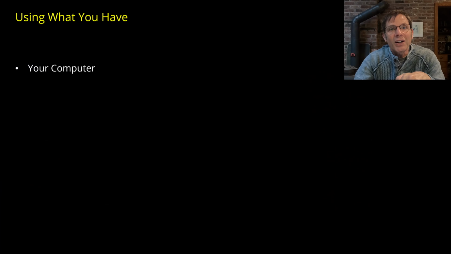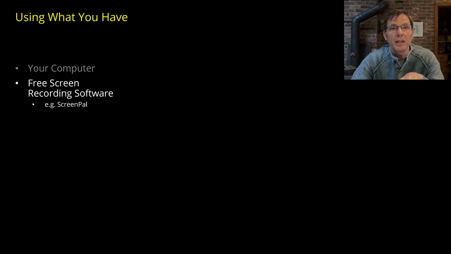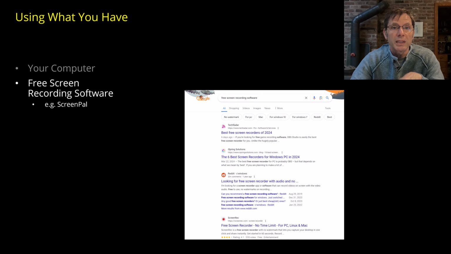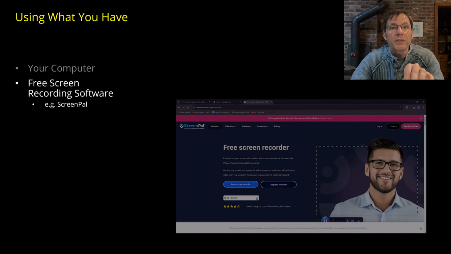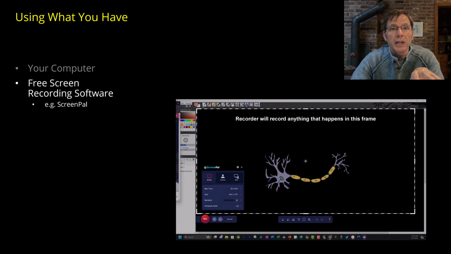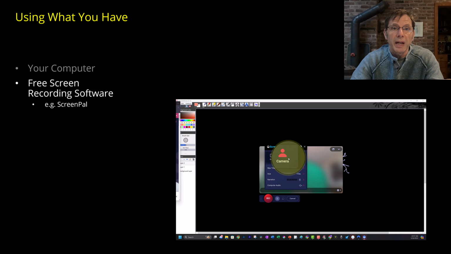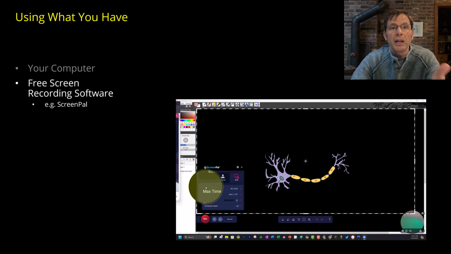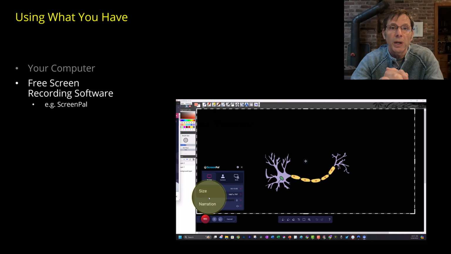If you're just getting started and you want to use your computer and nothing else to make videos, the first thing you'll need is a piece of screen recording software. There are a lot of free options available. If you just Google free screen recording software, you'll come up with packages and reviews. The one I've tried is the old version of ScreenPal, and it's really exceptional. It will record your screen. You can record video of yourself with your computer's camera or a webcam, and you can overlay audio and video tracks. So you can pretty much do whatever you want.